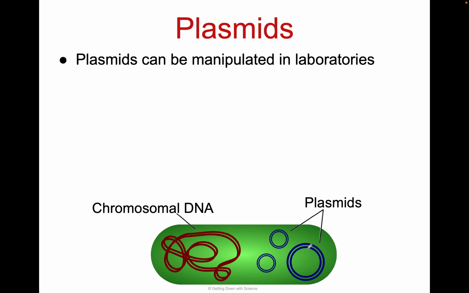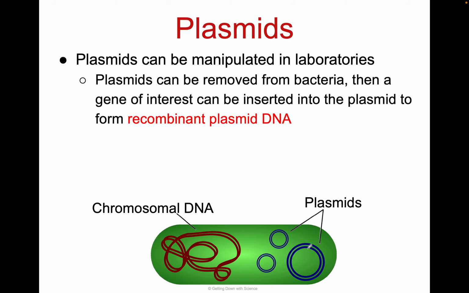They can be manipulated in laboratories. We did that, you and I. We took E. coli. We took a GFP protein that's sitting on a plasmid. We put it in and we made E. coli grow. What we call this is recombinant plasmid DNA. So just like we have recombinant traits in our non-Mendelian genetics, now we have recombinant plasmid DNA.